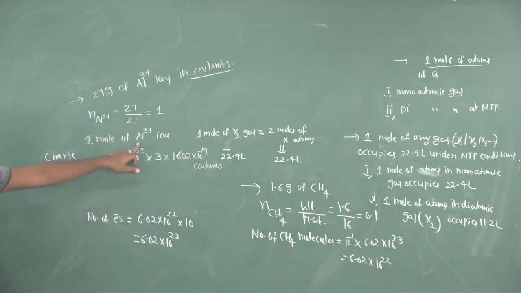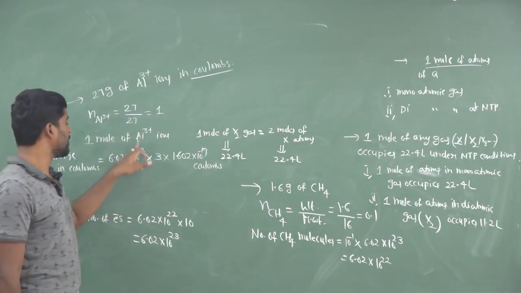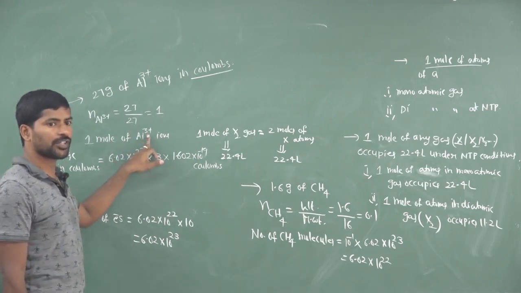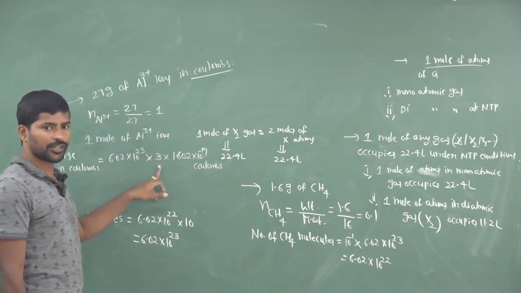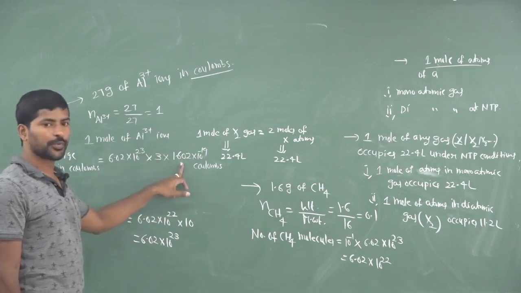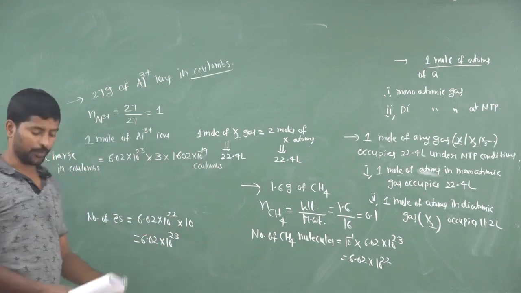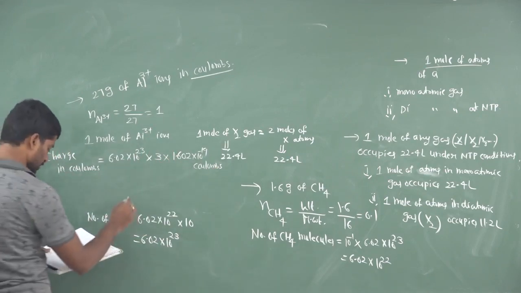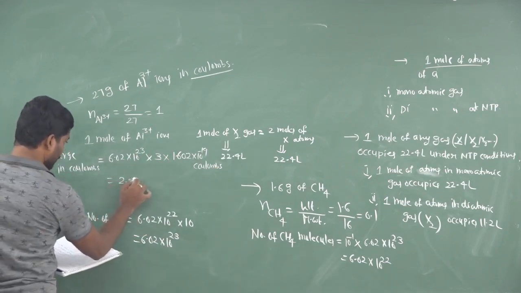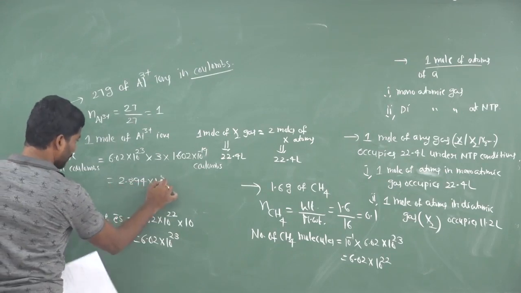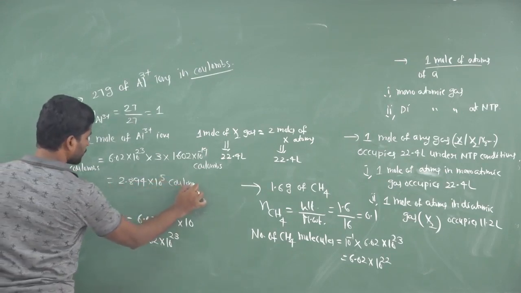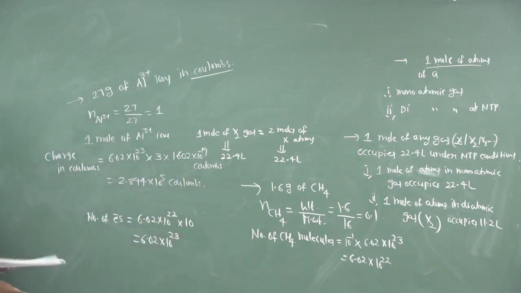Okay, how many moles of aluminum ions do we have? 1 mole of aluminum ions we have. On each aluminum ion, how many units of positive charge are there? 3 units of positive charge are there. The charge on each proton is given by 1.602 into 10 power minus 19 coulombs. You may simplify that. You will get 2.894 into 10 power 5 coulombs.